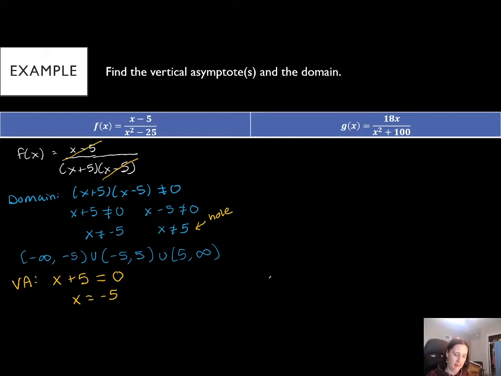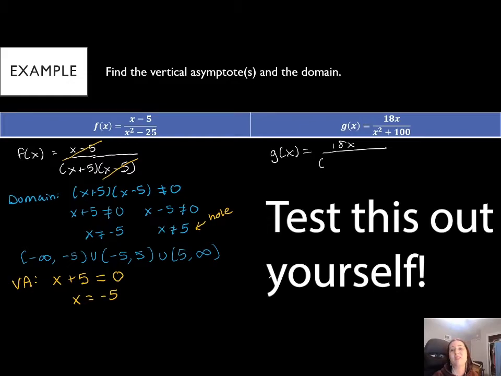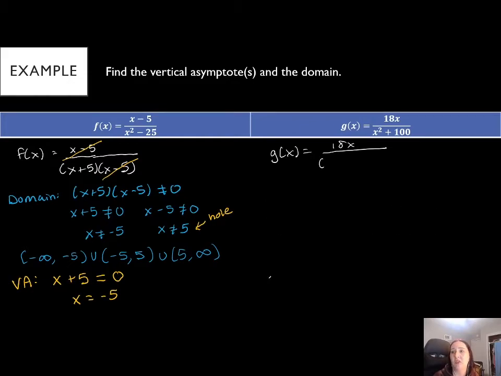So that's the example on the left. Now, the one on the right, I need to factor, so g of x equals 18x over x squared plus 100. The denominator, x squared plus 100, does not factor. If it was x squared minus 100, it would factor. But that is actually a sum of squares, and those don't factor. So if you can't factor, then you go straight to finding your domain. So for your domain, you set the denominator, x squared plus 100, not equal to 0.